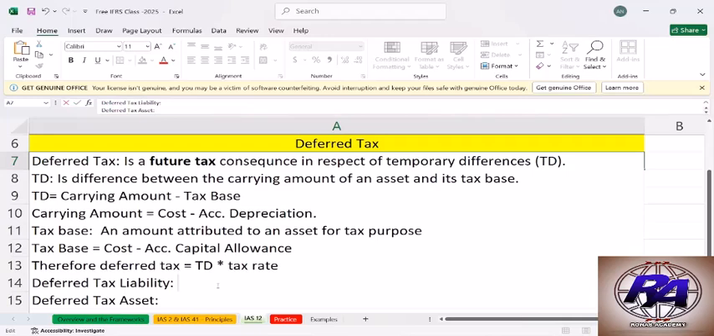So we know temporary difference. Now, what gives rise to deferred tax liability is what we call taxable temporary difference, and what gives rise to deferred tax asset is what we call deductible temporary difference. I hope you are following. So anytime you are given a question, it is left with you to determine whether this is a taxable temporary difference or a deductible temporary difference, because based on this, you will know whether it's a deferred tax liability or a deferred tax asset.